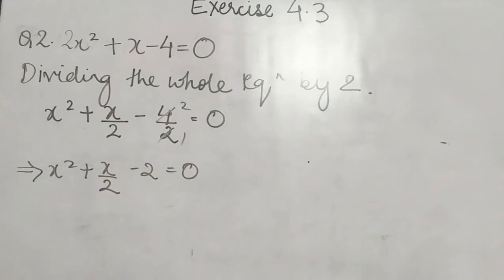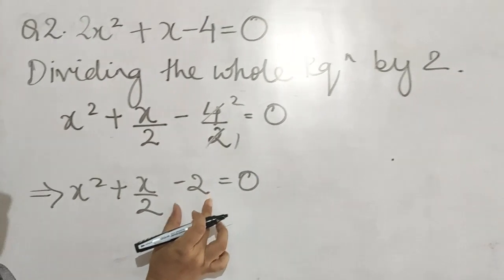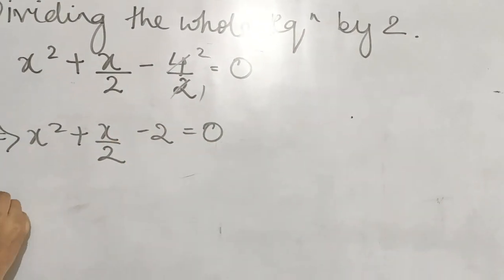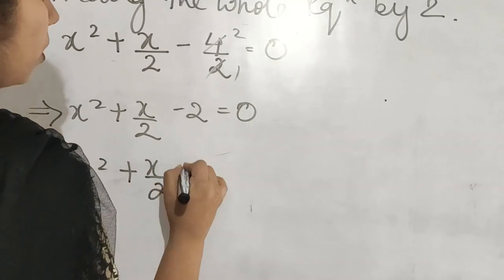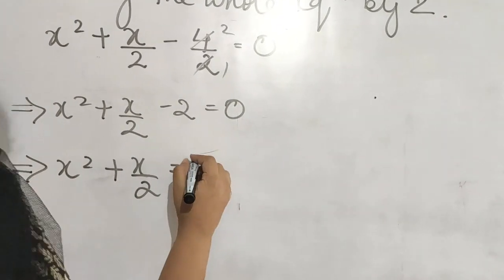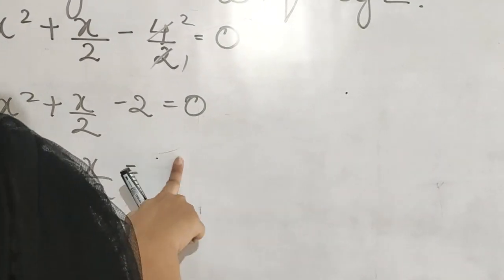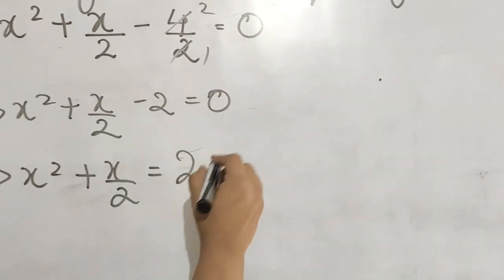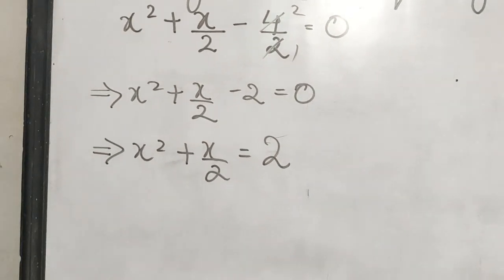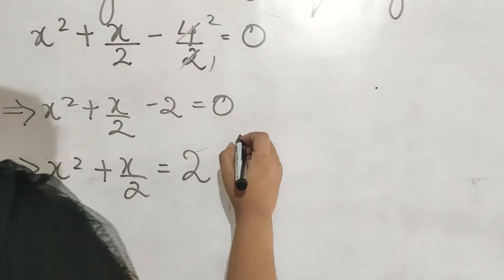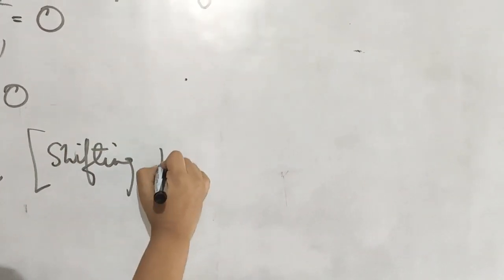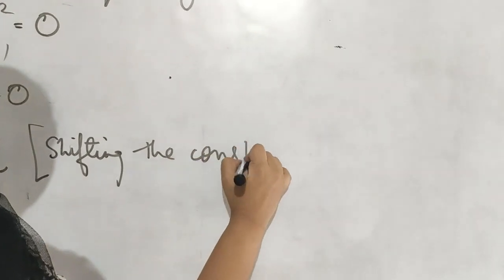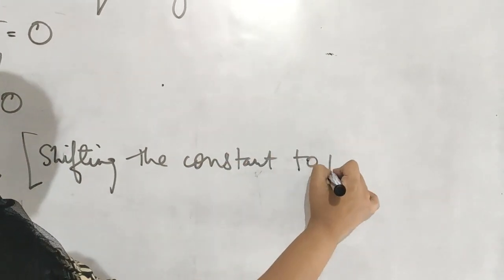Now what do we do? Earlier in question number 1 we shifted the constant to the RHS. Similar thing we are going to do over here. X square plus x upon 2 minus 2, when shifted to RHS, will become plus 2. So over here you will write shifting the constant to RHS.